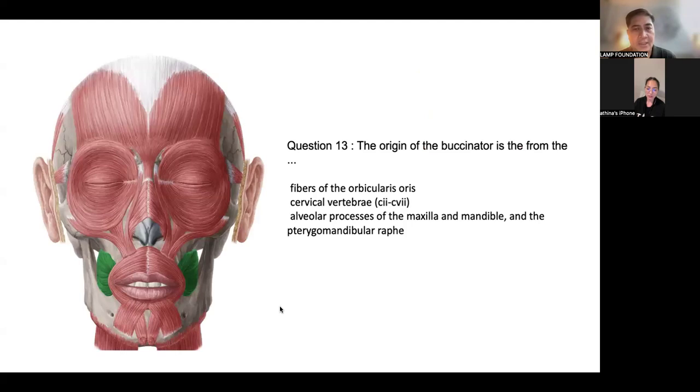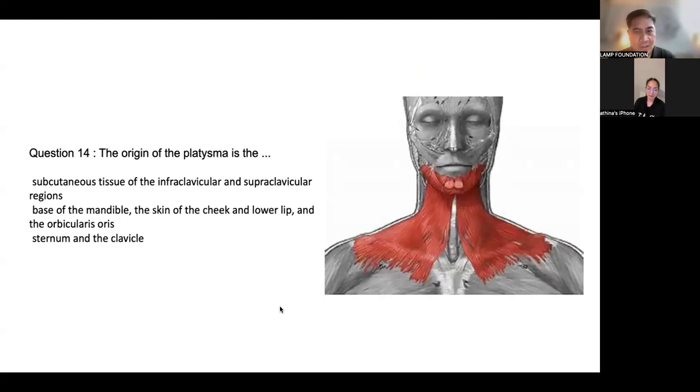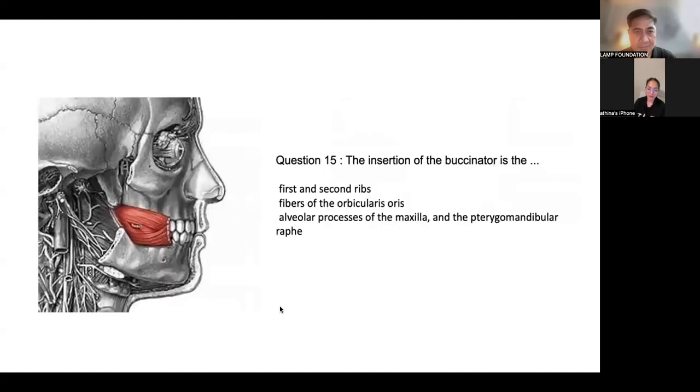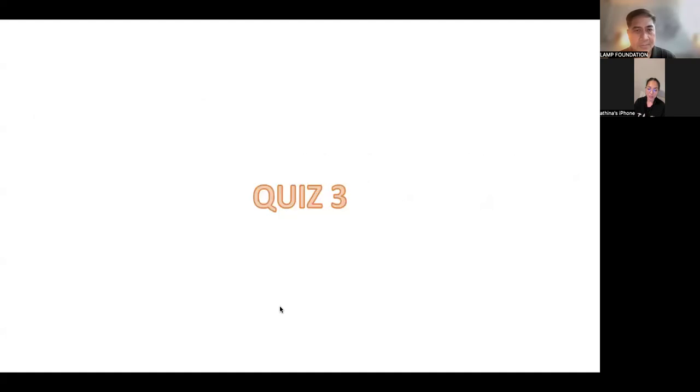Origin of the buccinator is the alveolar processes of the maxilla and mandible and the pterygomandibular raphe. Origin of the platysma is the subcutaneous tissue of the infraclavicular and supraclavicular regions. Insertion of the buccinator is the fibers of the orbicularis oris.